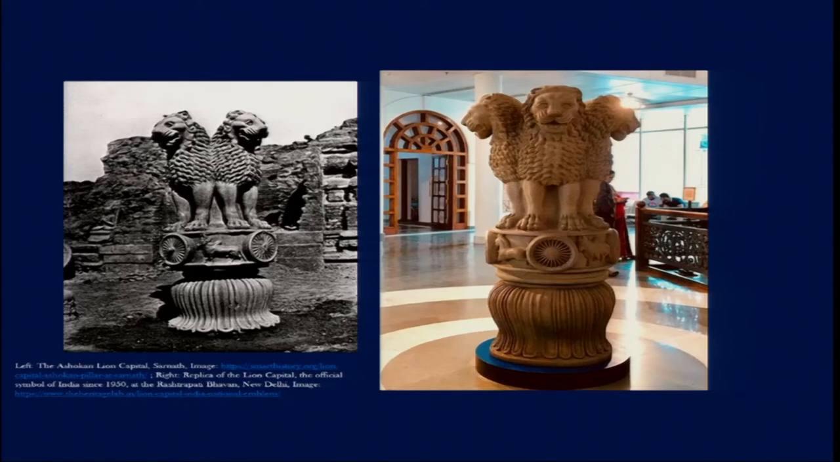And then we find that they are standing on this elaborate pedestal, and on this pedestal there are four chakras, and it is believed that those chakras would have been much smaller in scale in comparison to the chakra that would have been on top of the lions. Like, for example, here, if you can imagine, there was a chakra.